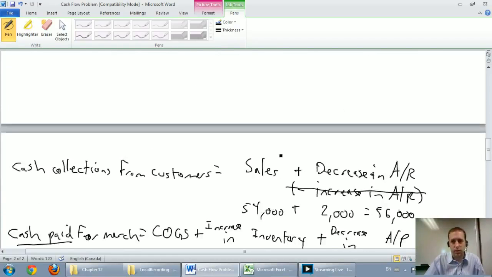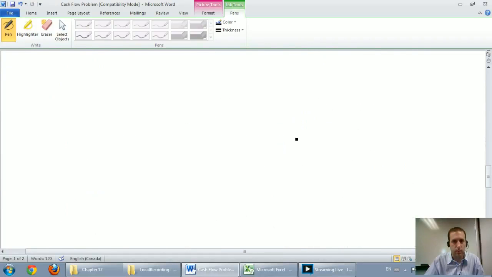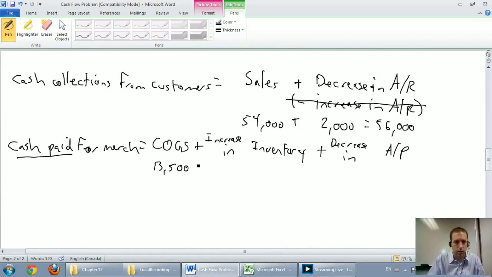Plus increase in inventory. Well, inventory, what did it do? Inventory went from 1,600 to 2,000. It did go up by 400, so I'll plus 400.